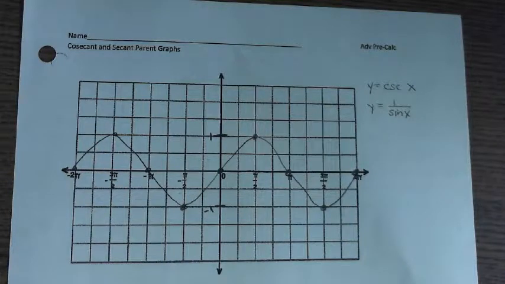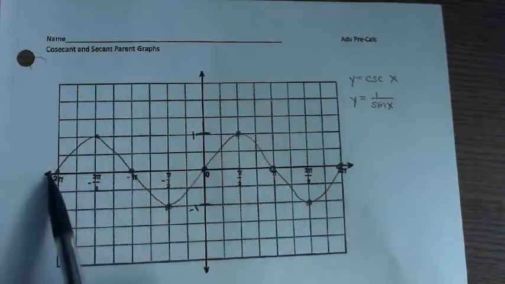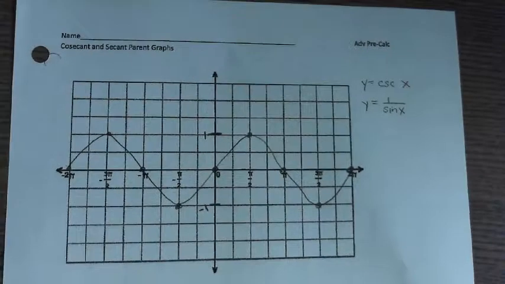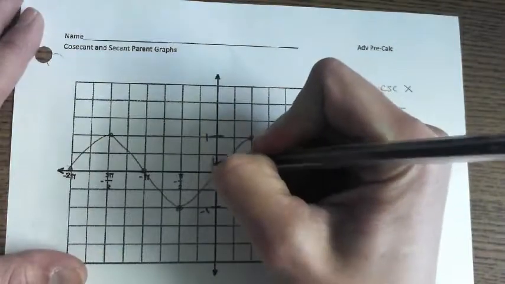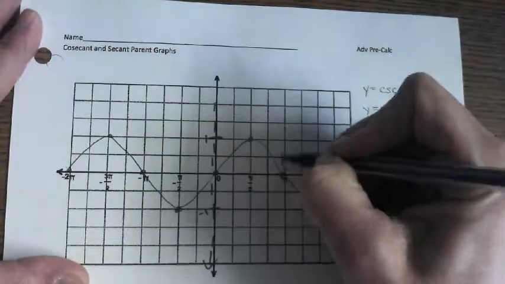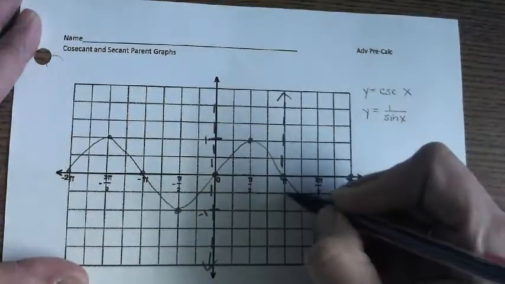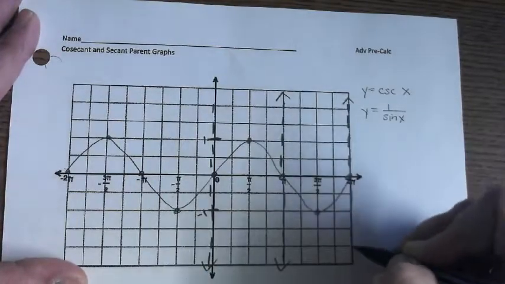We are just reciprocating to get to the cosecant graph. We're just reciprocating all of these values. Most notably are our zeros, because when you reciprocate zeros, what do you get? Undefined. So where the zeros are on my sine graph are going to go asymptotes on my cosecant graph.